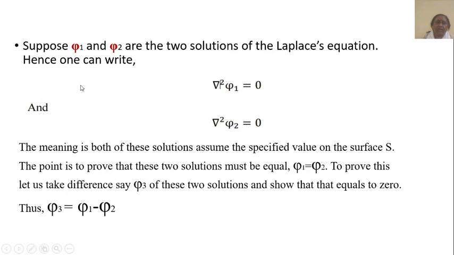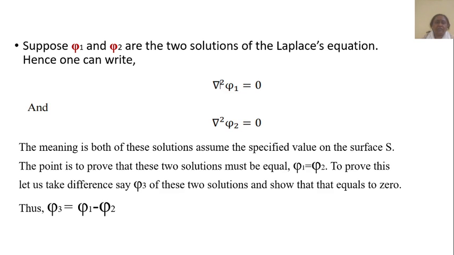Suppose psi 1 and psi 2 are two solutions of the Laplace equation. Hence, one can write del square psi 1 equal to 0 and del square psi 2 equal to 0. Both of these solutions assume the specified value on the surface S. The point is to prove that the two solutions must be equal, that psi 1 and psi 2 both are equal.